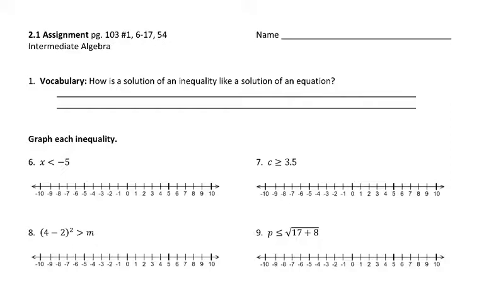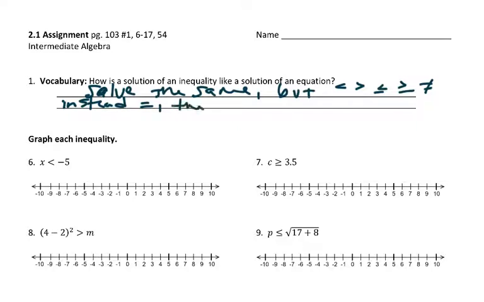So our first vocabulary is how is a solution of an inequality like a solution of an equation. So we will solve the same, but we're going to have an inequality symbol instead of an equals. And then the equation only has one.